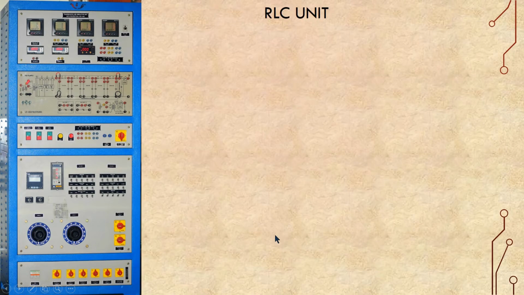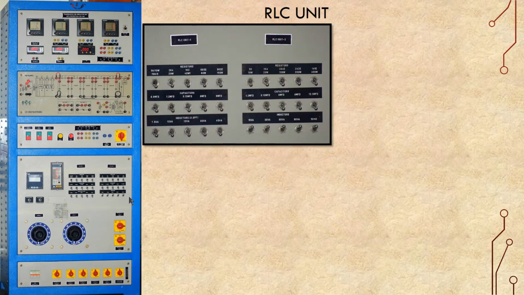Next we need to see the RLC unit. This is the RLC unit and these are the RLC unit terminals. We have to use these terminals as a compensation across the receiving end of the transmission line. If we see the specification of the switches, as you can see, the first row which is zoomed here is the resistor, the middle row is the switches of the capacitor, and the last row is the switches of the inductor. These terminals are the terminals of the resistor, and these are the terminals of the capacitor.